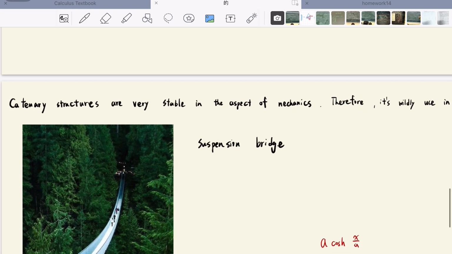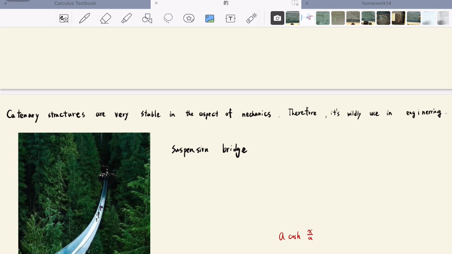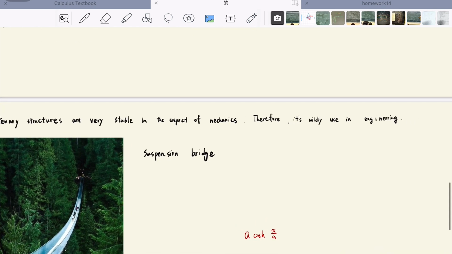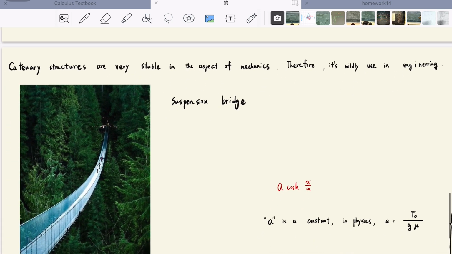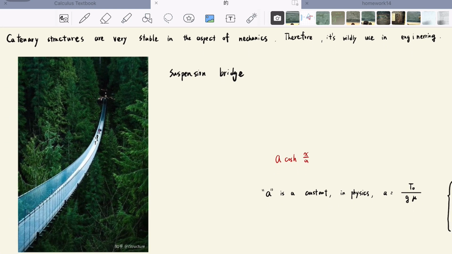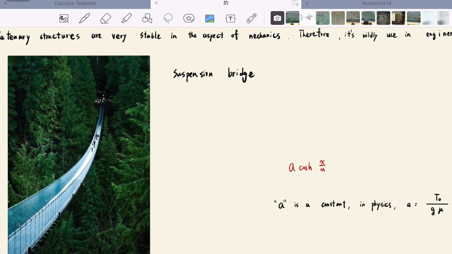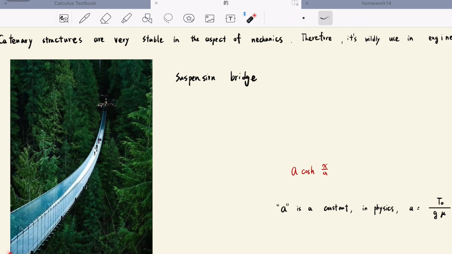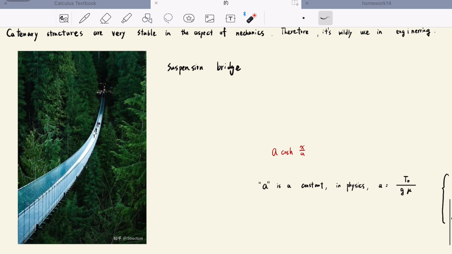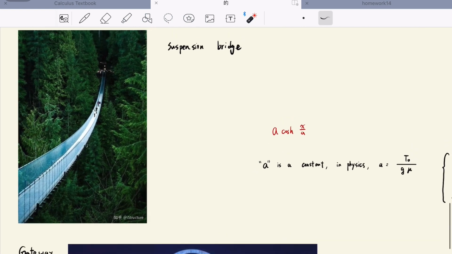Okay, so you may ask why we mention the catenary so much. It's because catenary structures are very stable in the aspect of mechanics, and therefore it's widely used in engineering, which means that many structures in our daily life are catenaries. For example, suspension bridges are basically all catenaries, because a suspension bridge is fixed at 2 points, maybe here and here. It's just like the necklace in the picture. It's fixed at 2 points, and naturally it will bend down because of gravity. But it's also affected by the tension of the rope. And this will just create a catenary, which looks like a parabola but isn't.